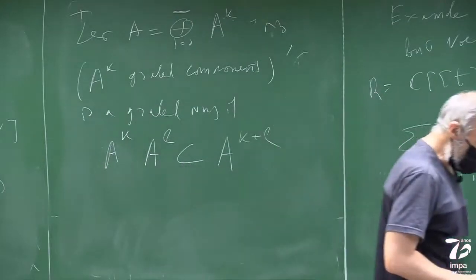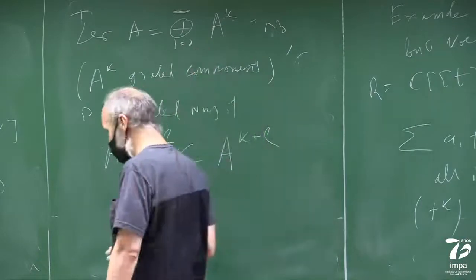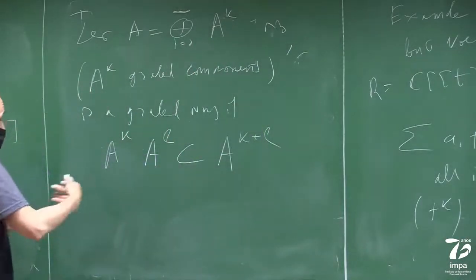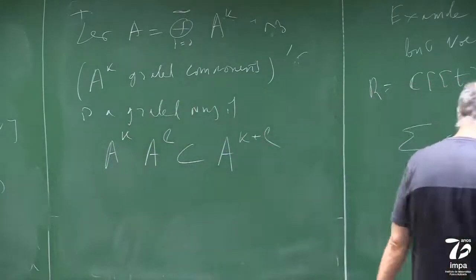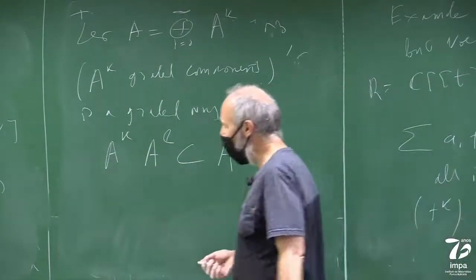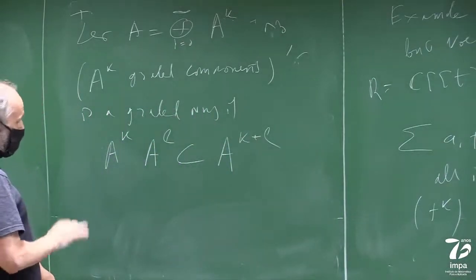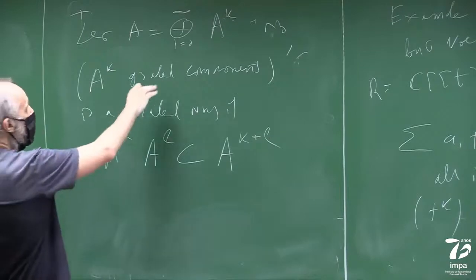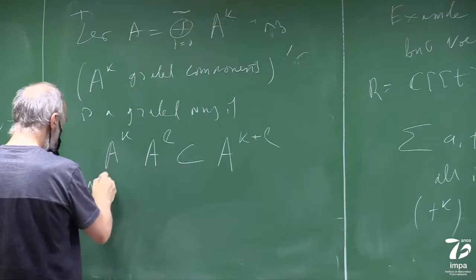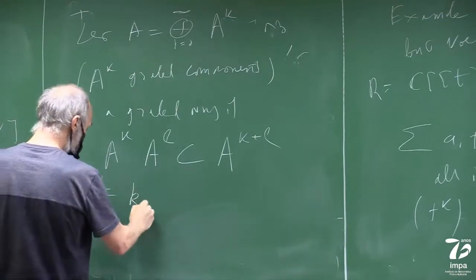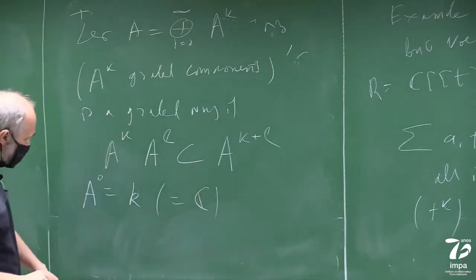In fact, you can do it with a vector space indexed by any group or semigroup. Here we consider the semigroup of non-negative integers. You can do it with Z by 2, and many other groups will work, and people do it. But for us, it will be only graded from k equals 0 to infinity. And also I will usually assume that A0 is our base field, so in most cases, it's just C.